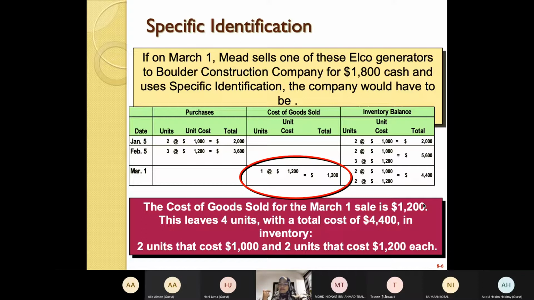The balances. Anyone? What's the difference now?